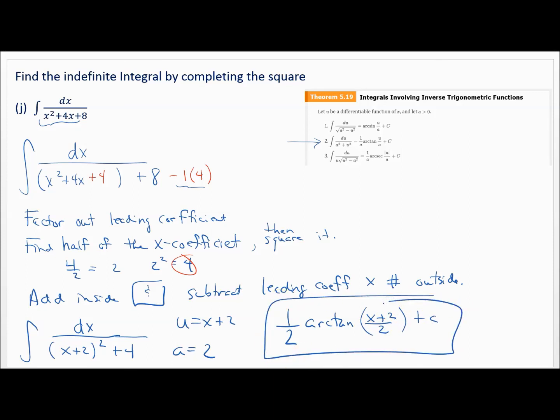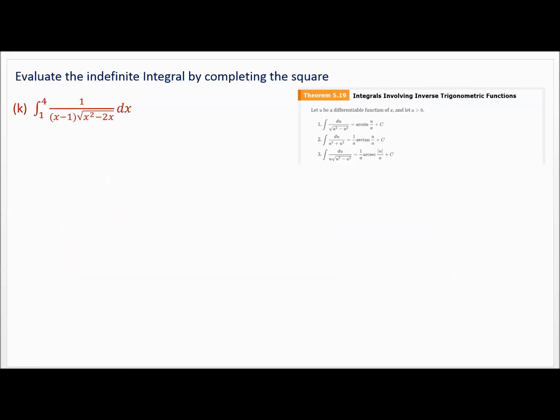So I've got one more of these I want to do that's actually a definite integral, and then we will call this section done, and actually we'll call the whole course done. Okay, so for our very last problem, evaluate the indefinite integral this time. This is actually not an indefinite integral at all. It is a definite integral. I forgot to fix that, by completing the square.